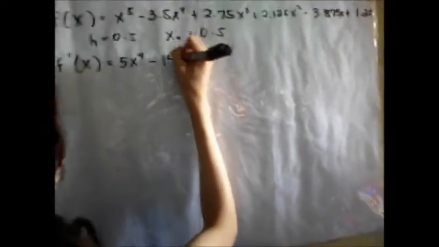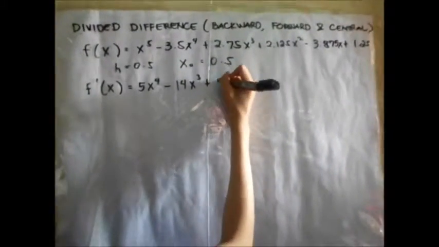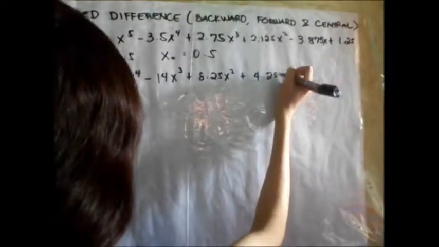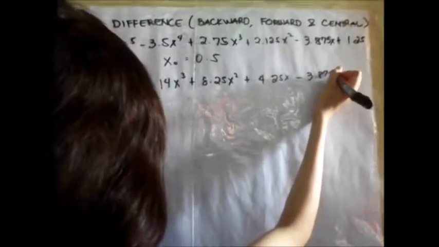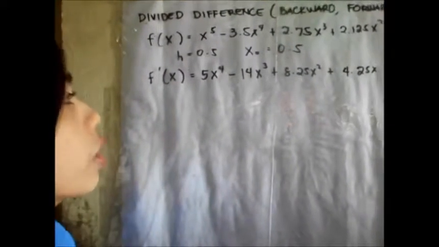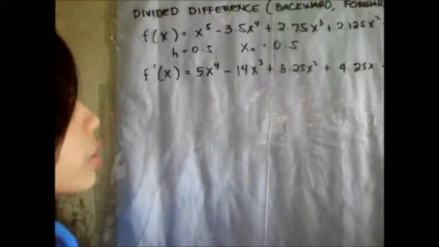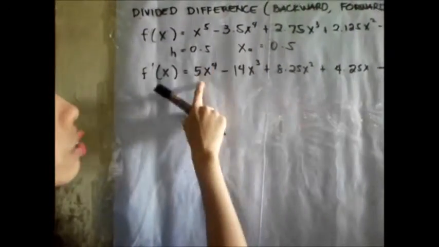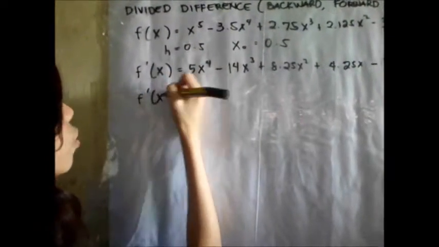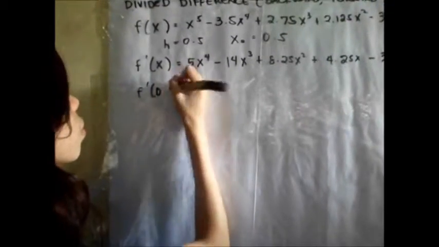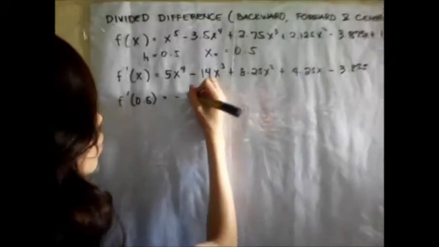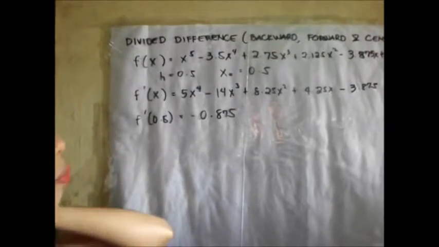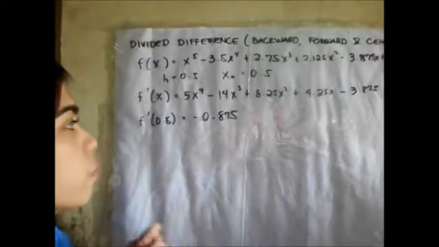So we have negative 14 x cubed plus 8.25 x squared plus 4.25 x minus 3.875. So we can find the true value of the first derivative by integrating this, or by substituting the value of x to this. So we have the true value of this. So we get the value of 0.875. Later on, we will compare which of the three of these is closer to this true value.